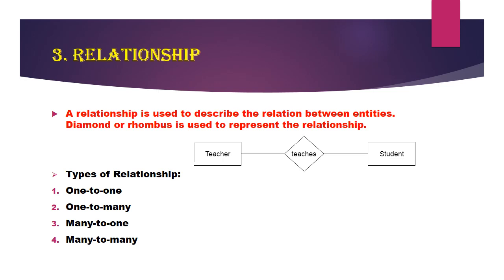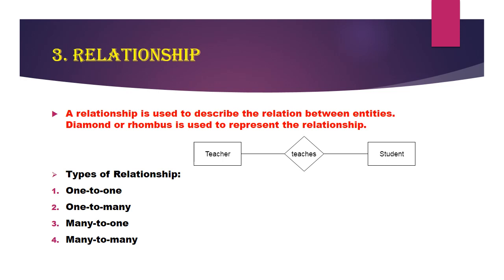The next type of relationship is one-to-many. That is when only one instance of the entity on the left and more than one instance of the entity on the right associates with the relationship, it is known as one-to-many relationship. The best example is a scientist can invent many inventions, but the inventions are done by only one specific scientist. That is the example of one-to-many relationship.